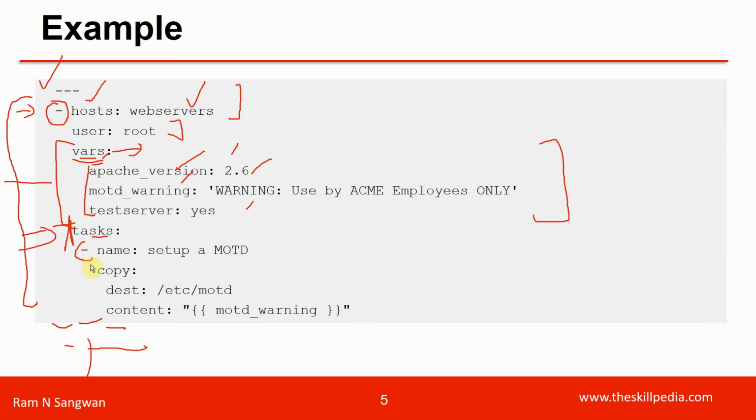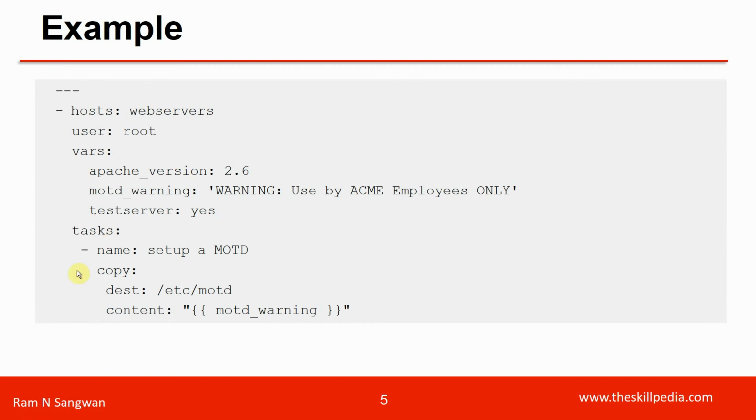Task 1, this is again a list item, which means you can have multiple task sections like this. So this is task 1. The task 1 name is setup MOTD, and the module used is copy. From where to copy, what to copy. So the destination file is this location. Content, you are putting the content from this variable. This is variable interpolation.